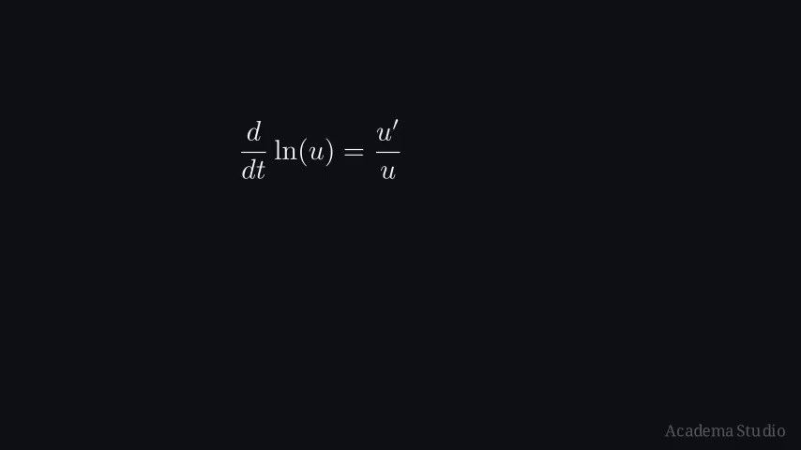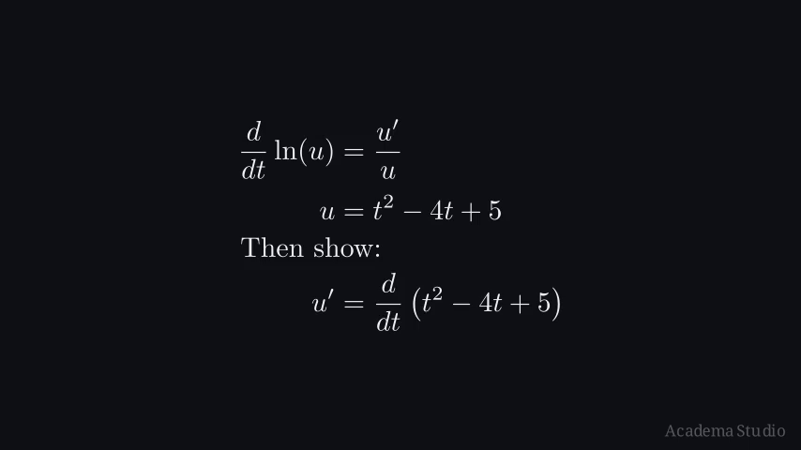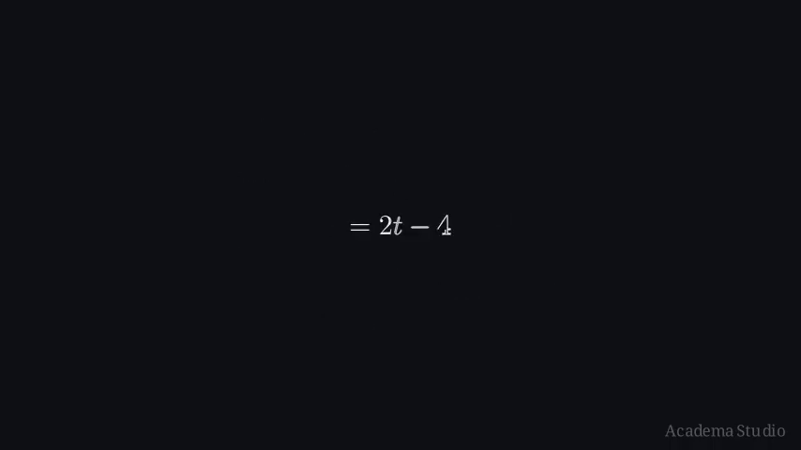The derivative with respect to t of natural log of u equals u prime over u. Let u equal t squared minus 4t plus 5. The derivative of natural logarithm of u is u prime divided by u. The derivative of t squared minus 4t plus 5 is 2t minus 4. u prime equals the derivative with respect to t of t squared minus 4t plus 5.